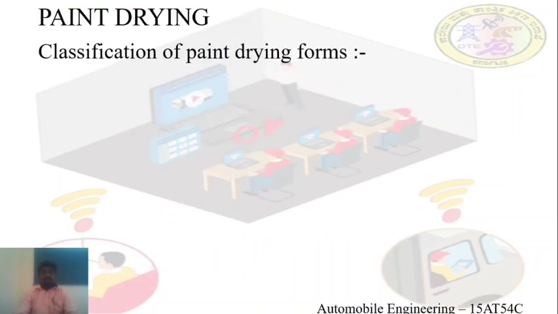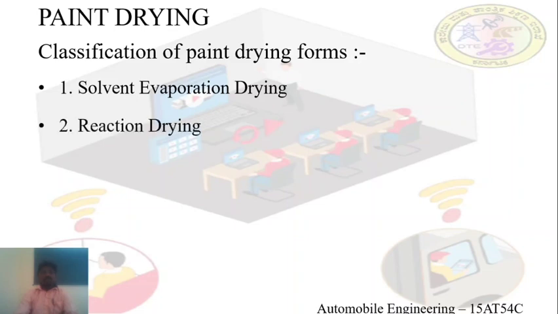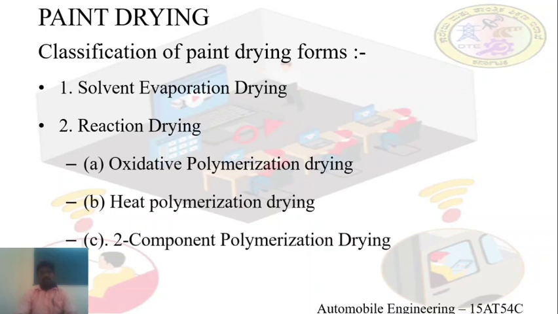So let's start with the classification of the paint drying form. There are different types of classification in paint drying form. The first one is solvent evaporation drying. The second one is reaction drying. In the reaction drying, there are three separate methods: oxidative polymerization drying, heat polymerization drying, and two component polymerization drying. We are going to discuss each of these in detail in the upcoming slides.